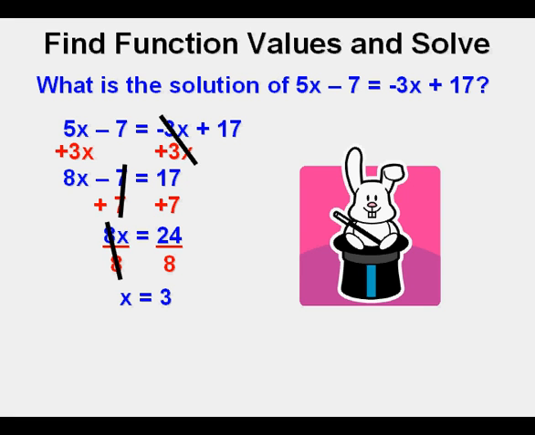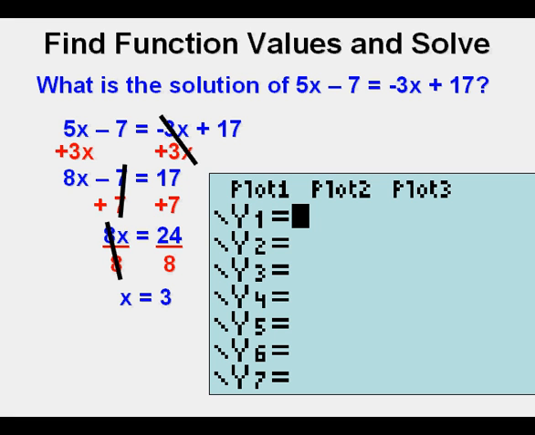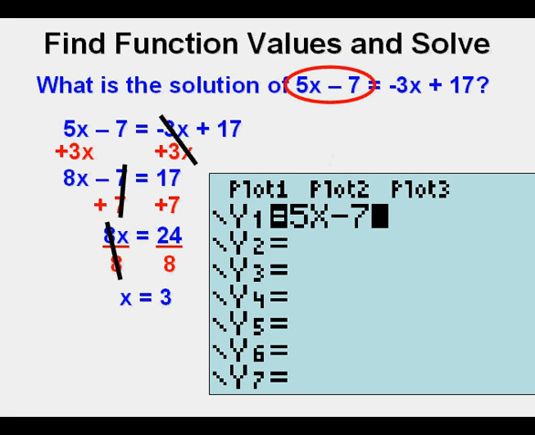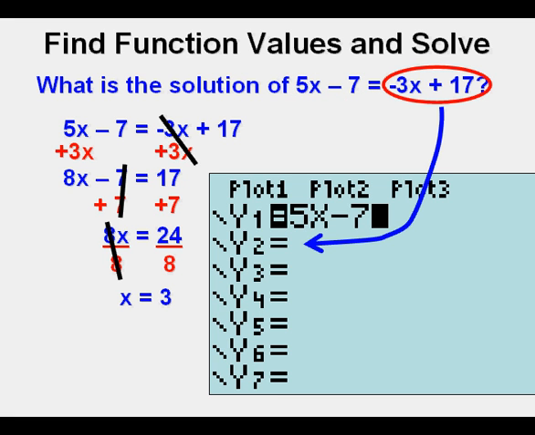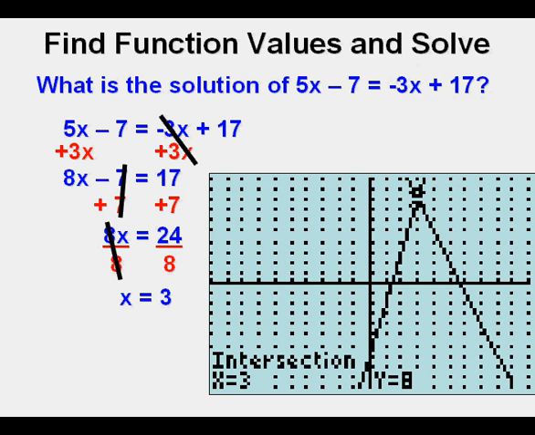Now let's look at the test-taking trick here. We go into y equals, and we put in y1, we enter this expression on the left side, and there it is. And under y2, we enter the expression on the right side, and there it is. Then we find the intersection point by pressing second trace 5, enter, enter, enter. We get x equals 3. So there we have it, another way of determining that that's the right answer.